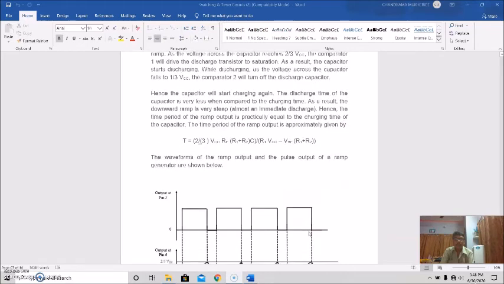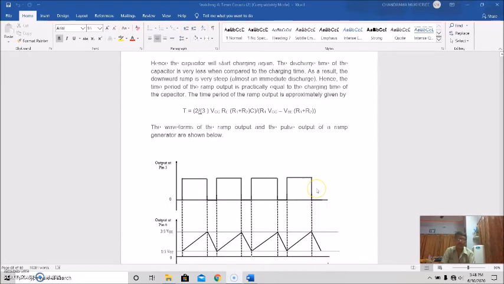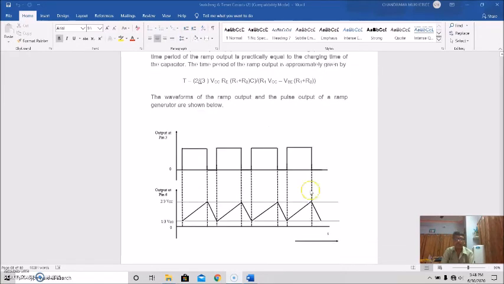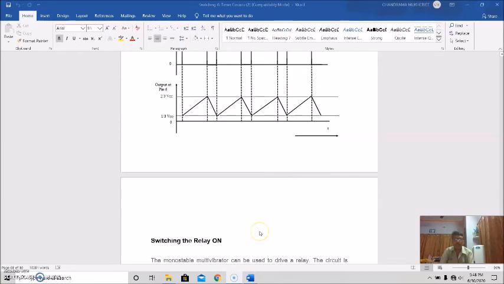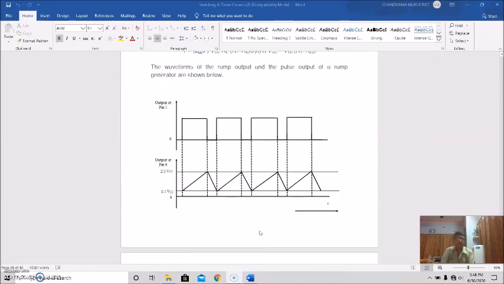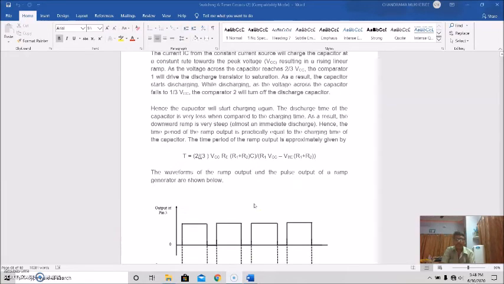And the waveform of the ramp output and the pulse output of a ramp generator is shown here. So this is the pin 3 output and this is the output at pin 6. This is the ramp output. So this is varying from 1/3 to 2/3 of the supply voltage. This is the time period. So that is actually a unique application of a monostable multivibrator using the IC 555 timer circuit as a linear ramp generator.